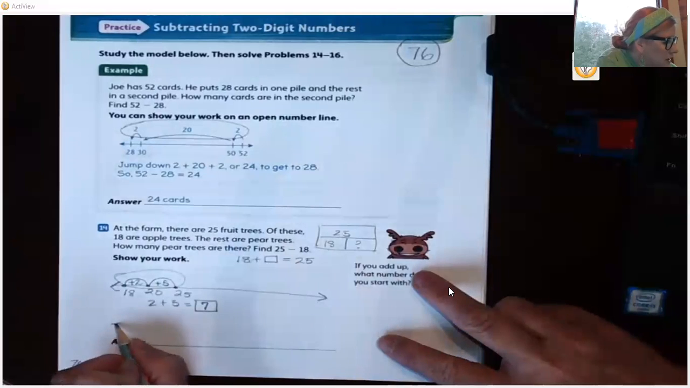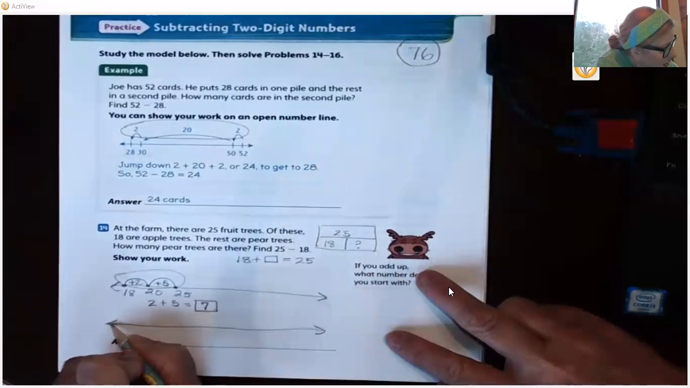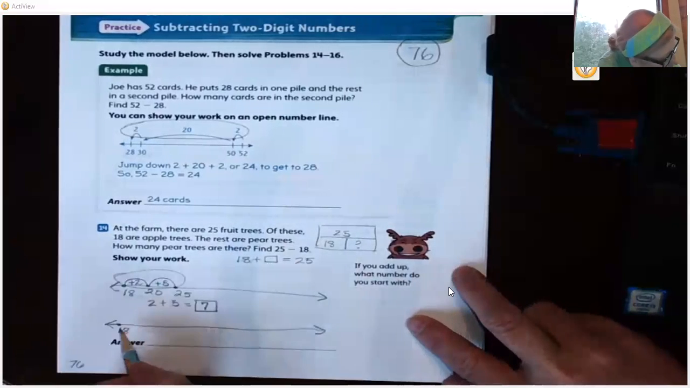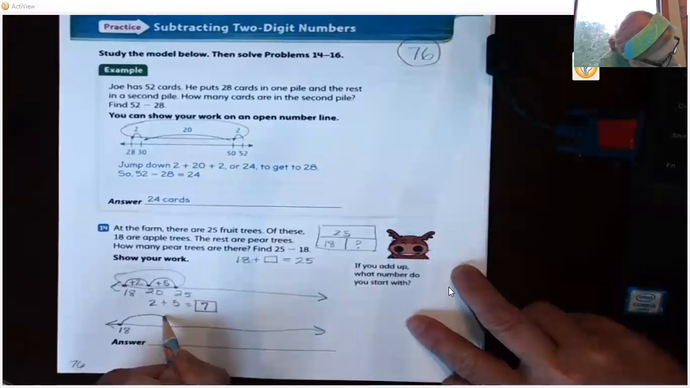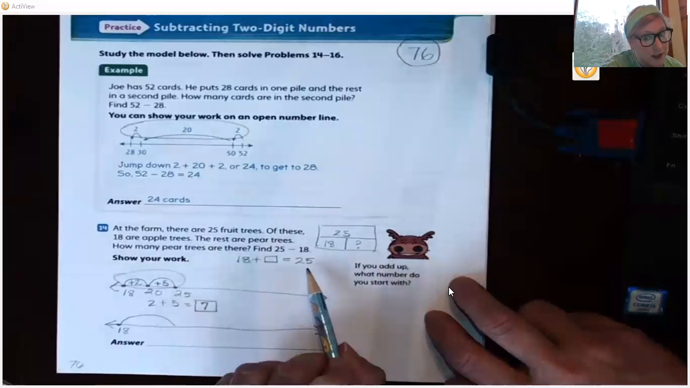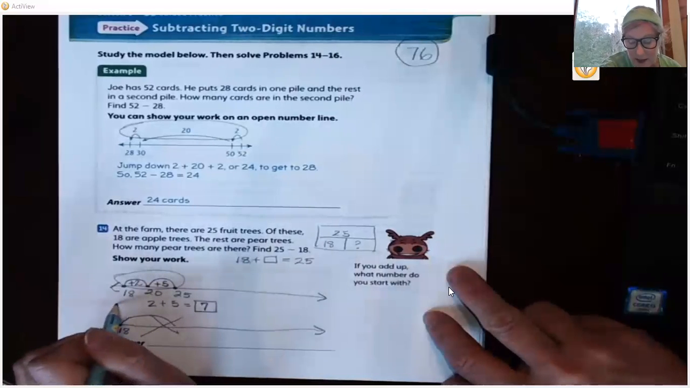Now, if you did it another way, if you added on 10s first, I'm going to show that. We have 18. 18 plus 10. Can you do it? No. And why not? Because you would go to 28. So you can't do it that way. You can only do it this way this time.